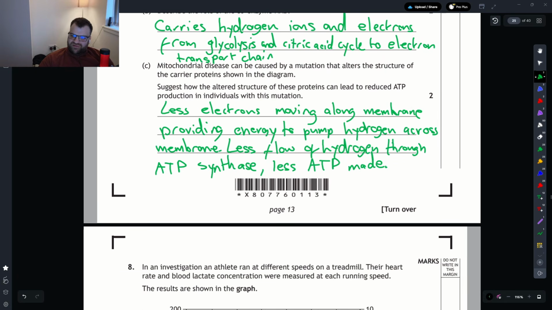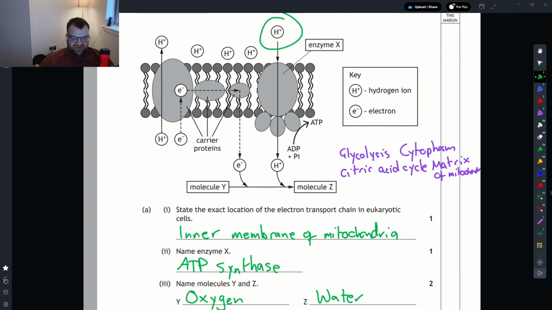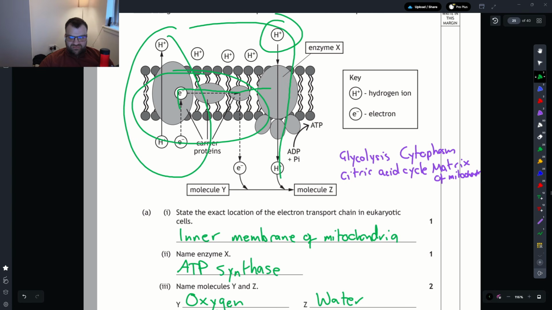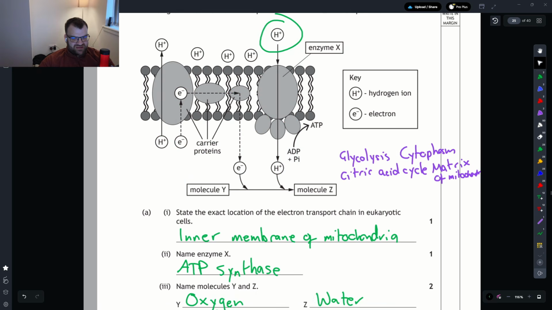Whether we need all of them, I'm not sure. Paul went over the top, but that's the kind of thing the carriers are dealing with in this area here: electrons are flowing along the membrane, releasing energy, pumping hydrogen across, which makes its way back through, spinning up ATP synthase and making it work.